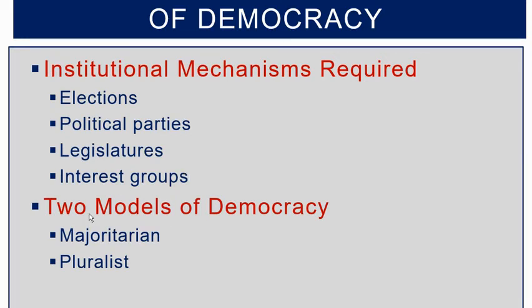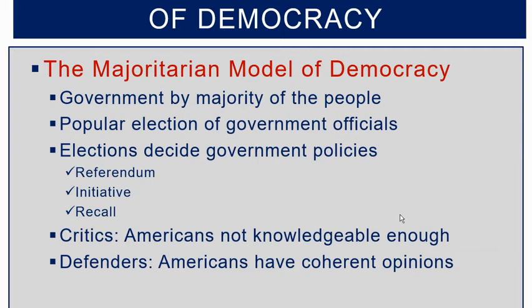There are two models of democracy, majoritarian and pluralist. The majoritarian model of democracy says that we're going to rule by the government by majority of the people. We want the popular election of government officials, and we want these elections to decide government policies, whether by referendum. Referendum is when the legislature passes a law, but then the people vote on whether it becomes a law. An initiative is where the people propose their own law, and then the people vote on it. A recall would be when the people don't like a mayor or a governor or something, and then they get enough signatures on a petition and then have a new election to recall that person.